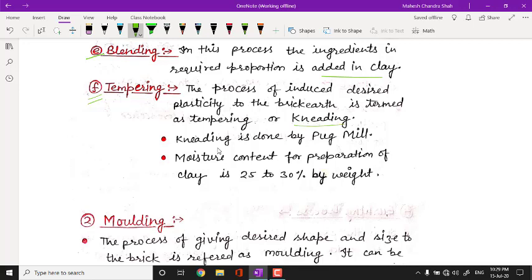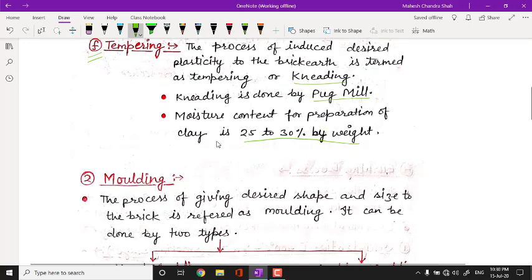It is similar to the process of kneading, like we knead the dough. Kneading is done by pug mills and the moisture content for preparation of clay should be 25 to 30% by weight. It should contain 25 to 30% of moisture.